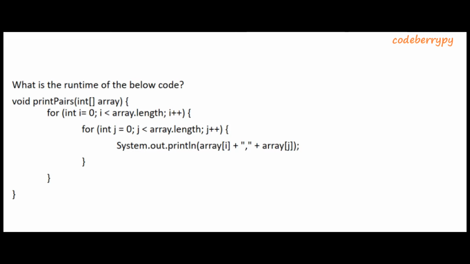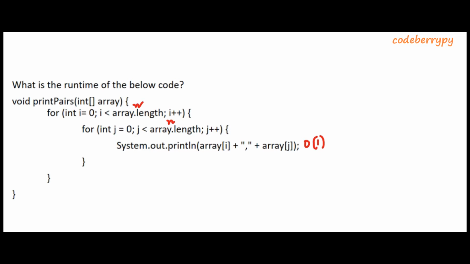In this problem, there are two for loops, and each for loop runs n number of times, where n is the length of the array. The print operation takes a constant amount of time, that is big O of 1. The first time the outer for loop runs, the inner for loop runs n number of times, and each time the inner for loop runs, it does a constant amount of work, which takes a time of big O of 1, which is again a constant.